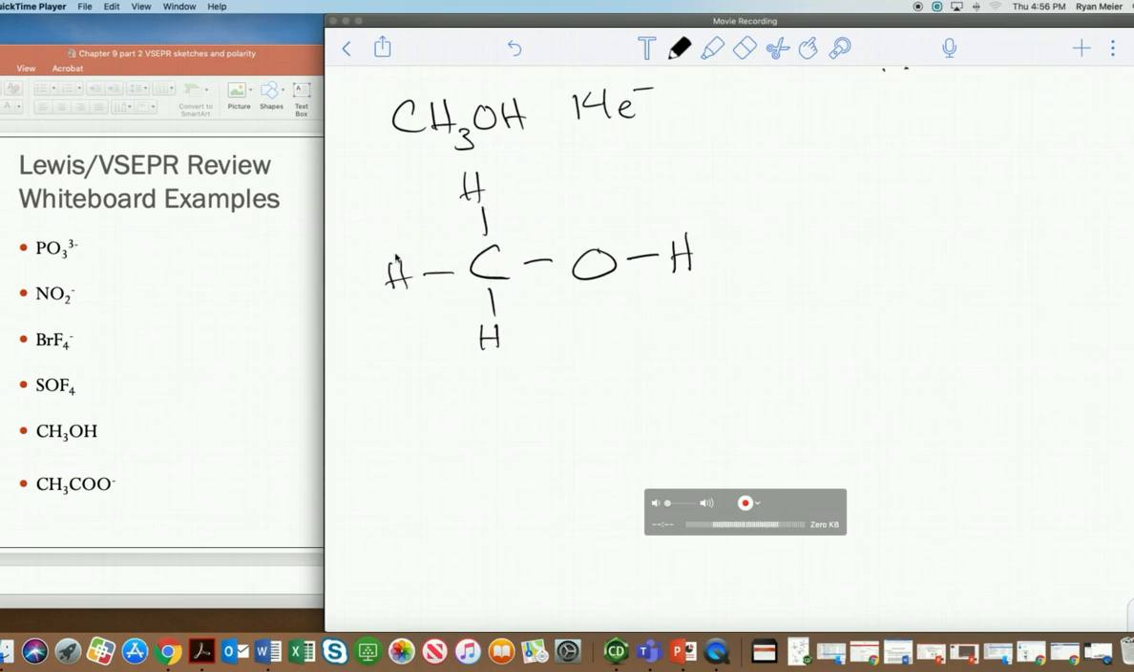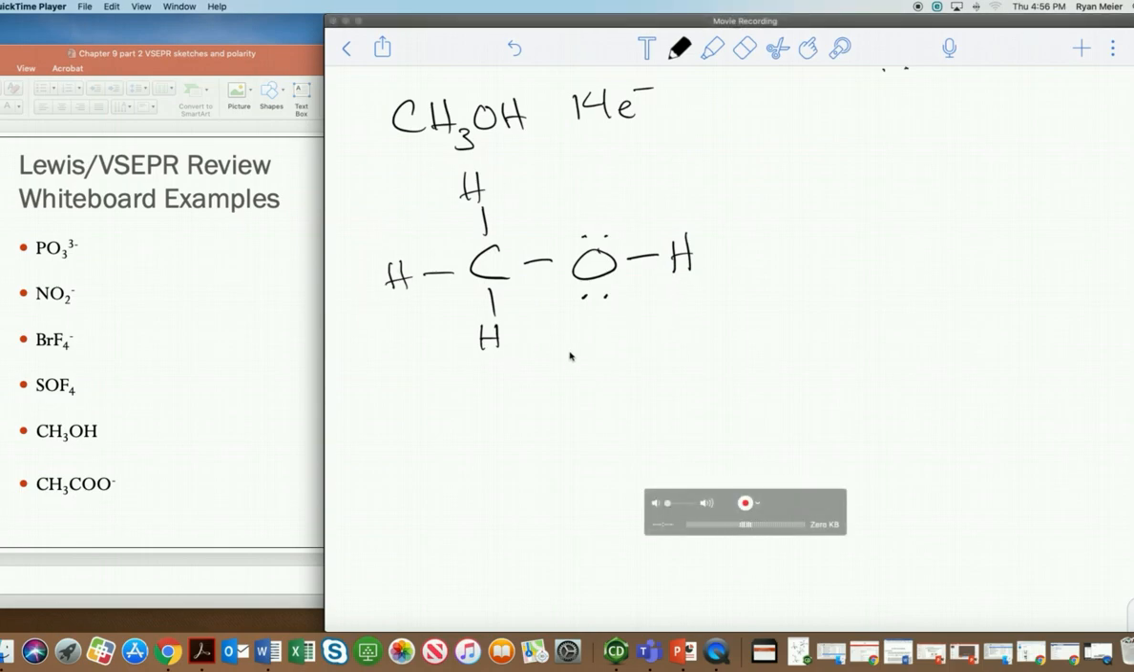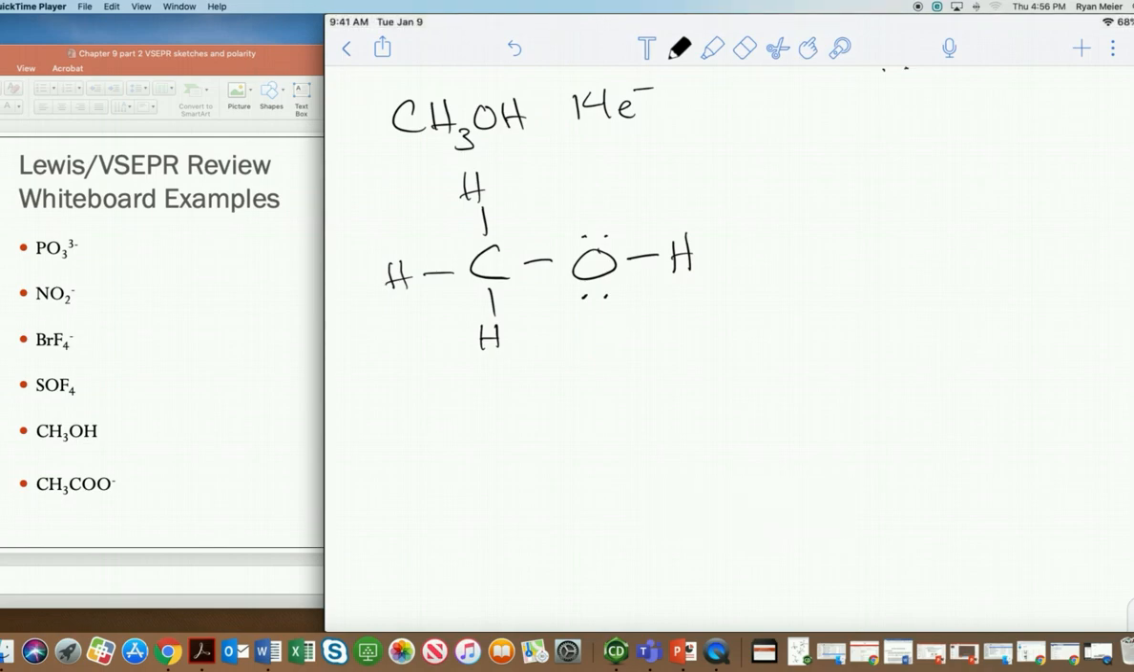Hydrogens, we never put lone pairs on the outer atoms anyway, so our only other option is oxygen, which makes sense, right? Oxygen only has 4 electrons from those 2 bonds, so oxygen is going to get all of those remaining 4 electrons as 2 lone pairs, and now everything has an octet, and this is going to be our Lewis structure for this molecule. Everything has an octet, it's all happy, there are no formal charges anywhere either, so this is our final structure.